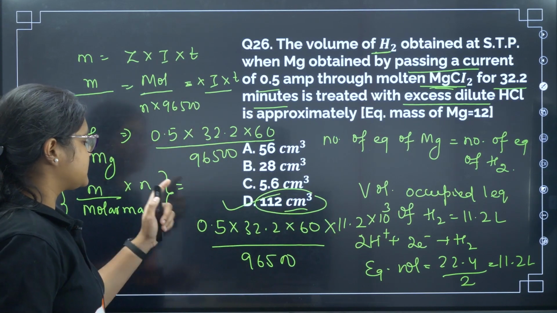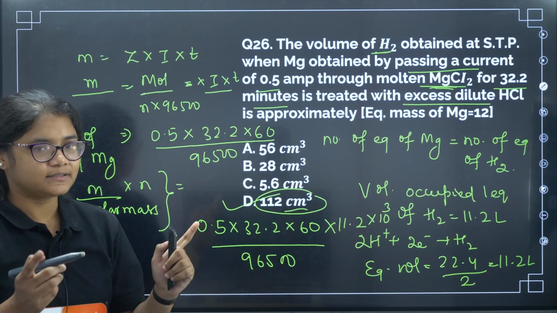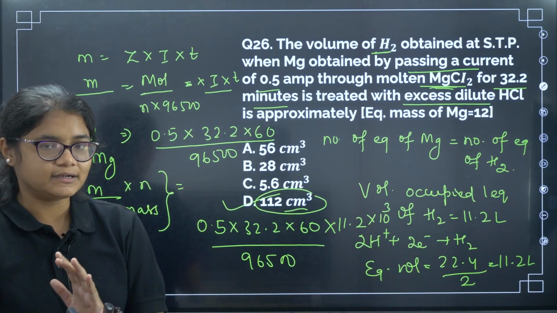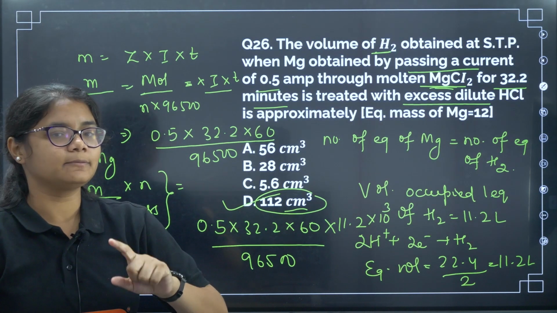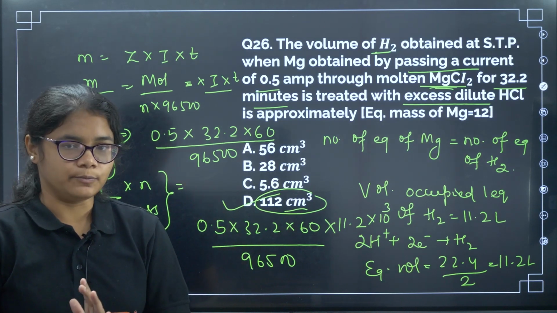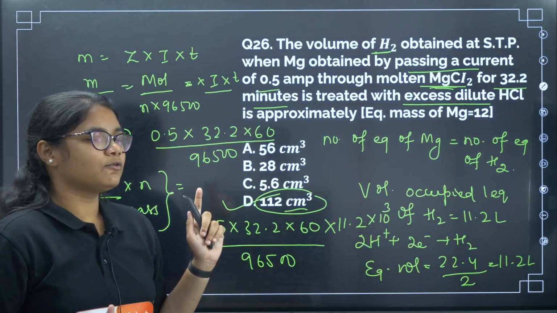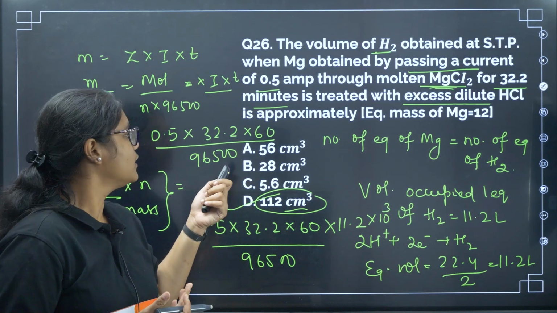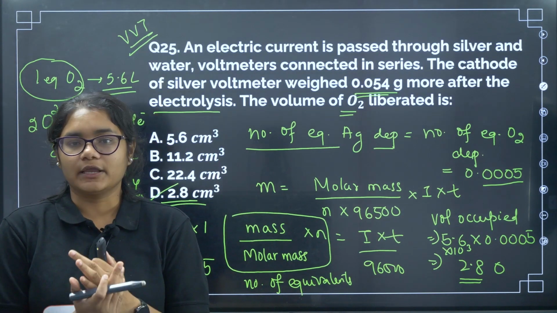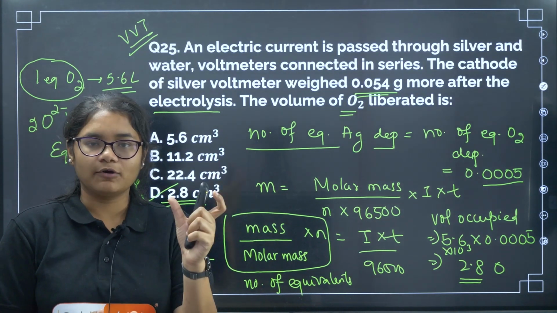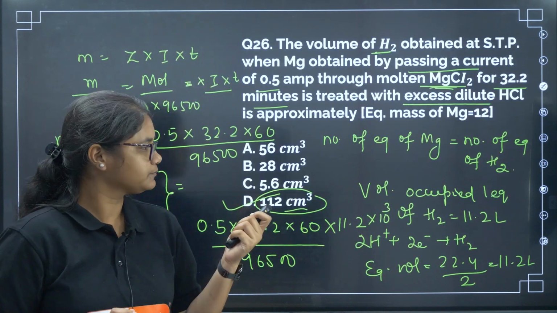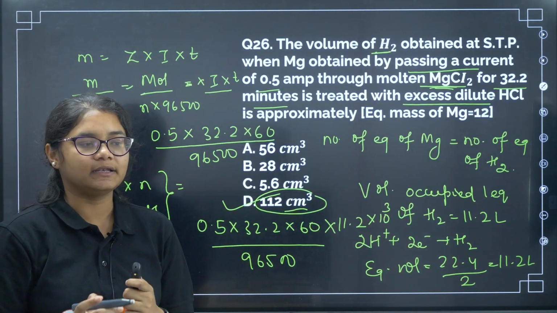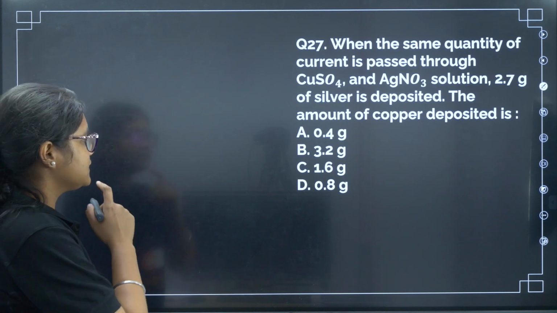So this calculation is similar to the previous question, and this question is very, very similar. You have to first calculate the number of equivalents. Once you get the number of equivalents, multiply it with the equivalent volume. So for hydrogen, the equivalent volume is 11.2 liter, and for the previous one, which was oxygen, the equivalent volume is 5.6. So molar volume by N factor you have to do. So this question's answer will be 112 centimeter cube. Now let us see the next question.